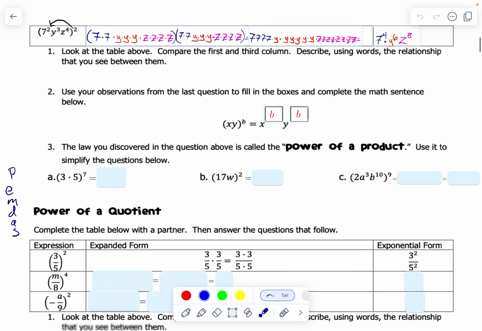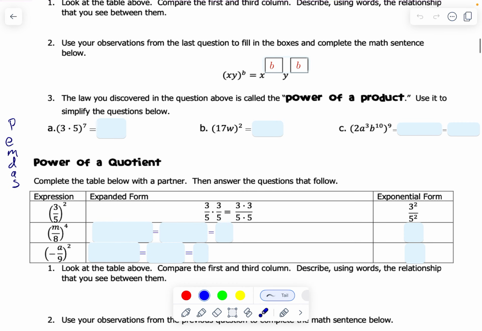So go ahead and try the power of a product rule on the questions below and give that a shot. Okay, and so here's what we should see. We should see 3 to the 7th times 5 to the 7th. We should see 17 squared times w squared. We should have 2 to the 9th times a to the 3 times 9, or the 27th, times b to the 10 times 9, or the 90th.